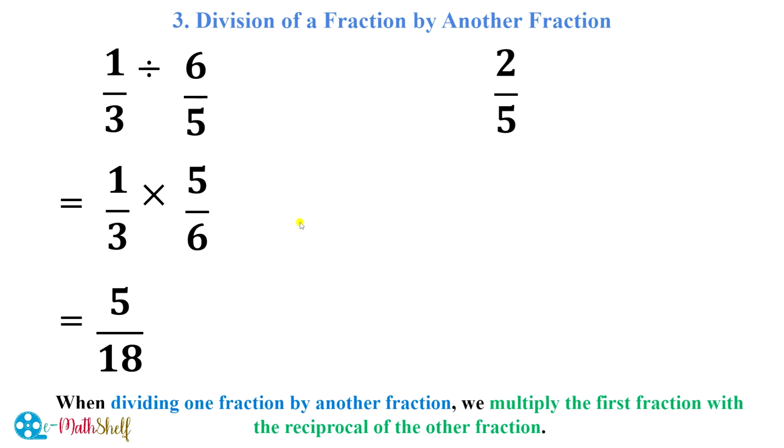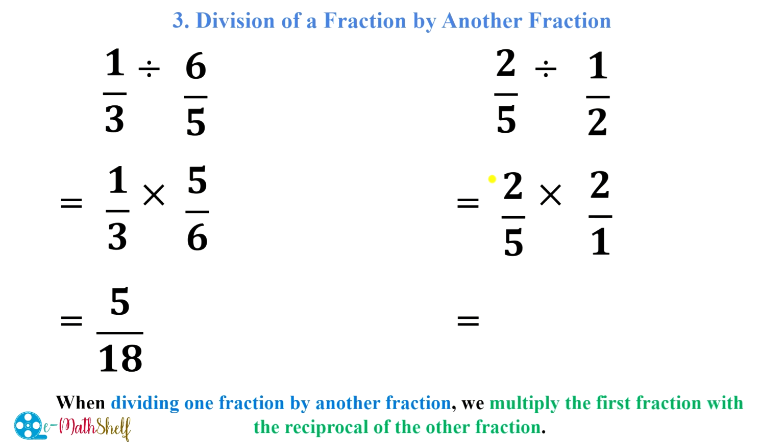Let us take another example. Here I have the fraction 2 upon 5. We need to divide the fraction 2 upon 5 by the fraction 1 upon 2. So we will take the dividend 2 upon 5 as it is. We will convert the division sign into multiplication. And now we will find the reciprocal of the divisor, that is 1 upon 2. The reciprocal of 1 upon 2 is 2 upon 1. Now we will simply multiply these two fractions. We know that 2 into 2 will give us 4 and 5 into 1 is 5. Hence we obtain the fraction 4 upon 5.